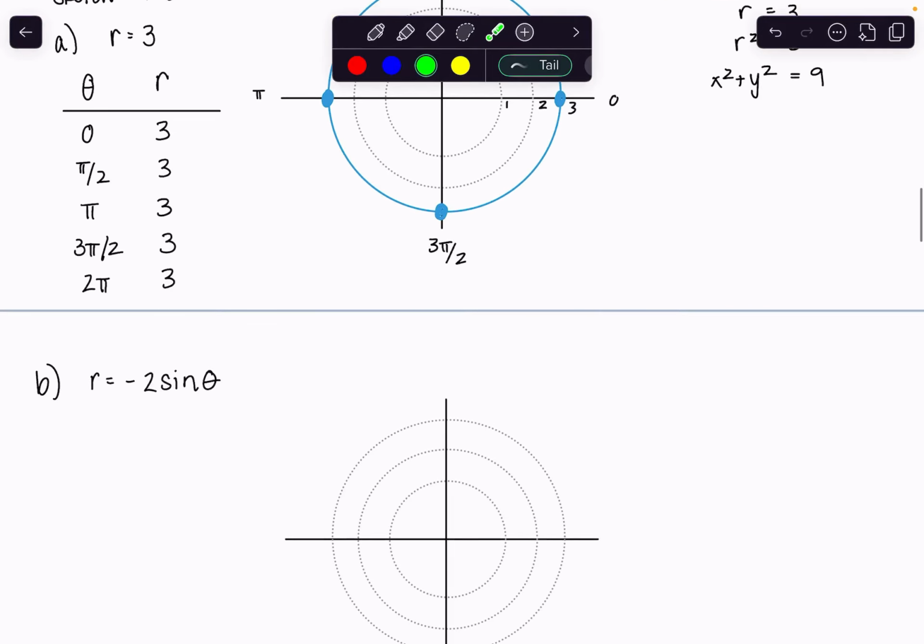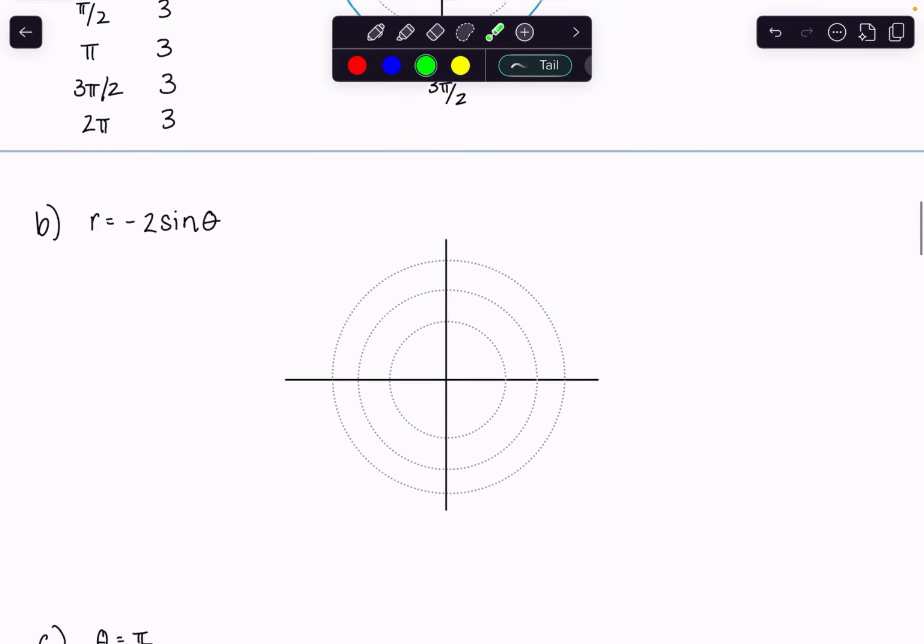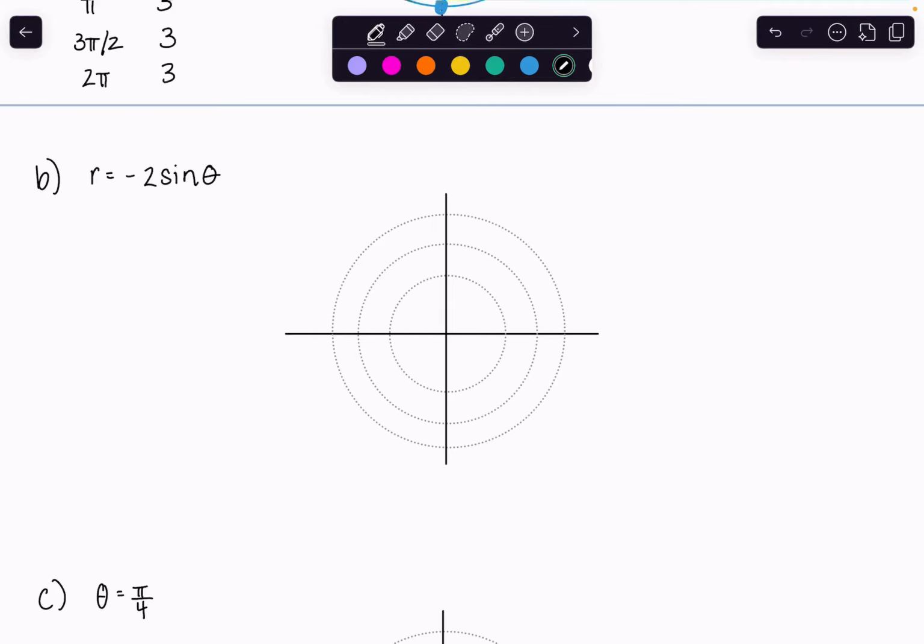Let's try a different example where r is equal to -2 sine of theta. And again, if I don't know what the shape is to start, I'm going to pick theta values and see what r is equal to. However, because I have done this plenty of times before, I know what these shapes are. So I'm definitely going to start at 0. If I plug in 0, well, sine of 0 is 0, so my radius will be 0. Meaning we start right here at the pole.